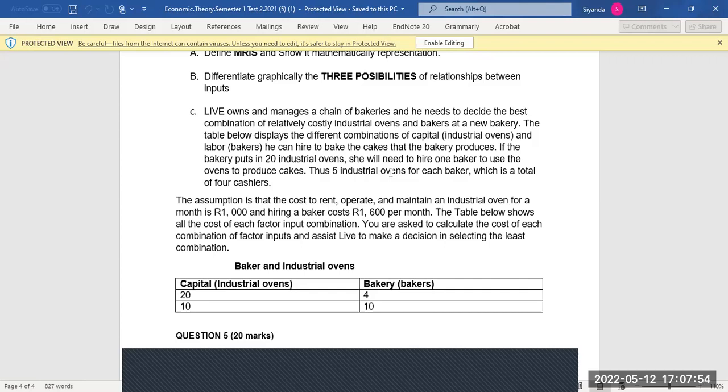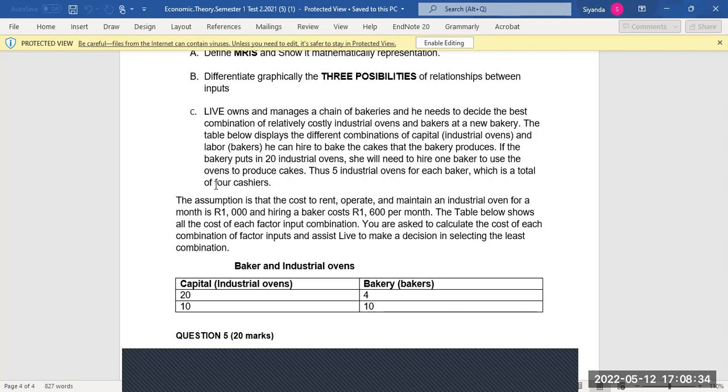So you know that the assumption is that one oven will be operated by one baker, or you say 20 ovens will be operated by 4 bakers, or you say 10 industrial ovens will be operated by also 10 bakers. This is more like going to a fish and chips store nearby, maybe, like the one if you're about to get to Scottsdale Mall, right? If you get there, you find that there are bakers there, right?